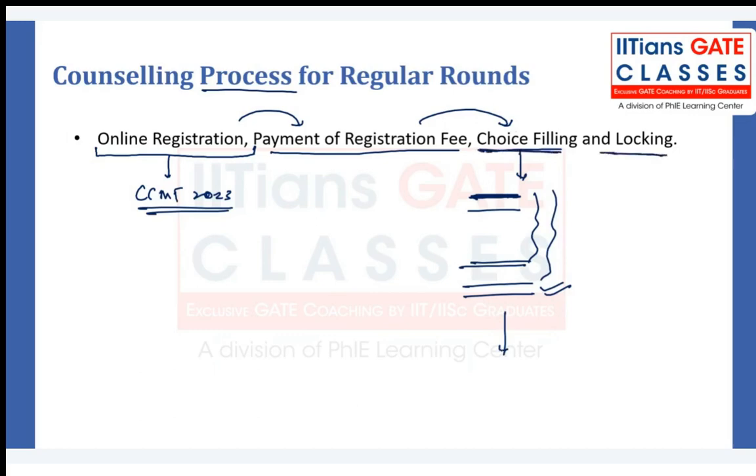And then locking. After filling the choices, you have to lock your choices, right? So that once the rounds begin, you will start getting allotment of seats at different NITs, right? So I would recommend everybody should go for CCMT.